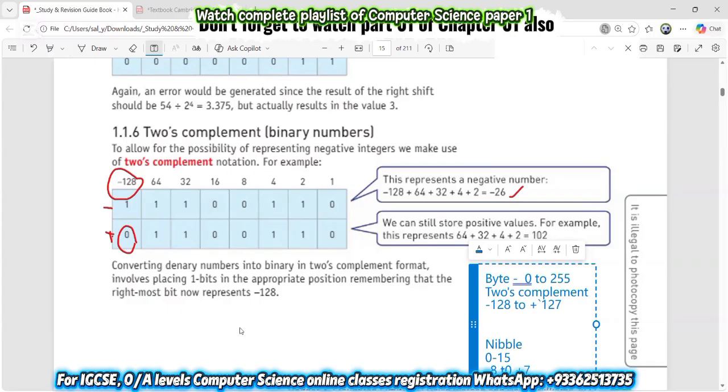These kinds of questions can come as 1 mark, 2 mark questions. So please be clear. The capacity of the byte in the normal case is 0 to 255. When it comes to 2's complement, it is minus 128 to plus 127. In a nibble, the values go from 0 to 15, and then from minus 8 to plus 7 in case of a nibble in 2's complement.